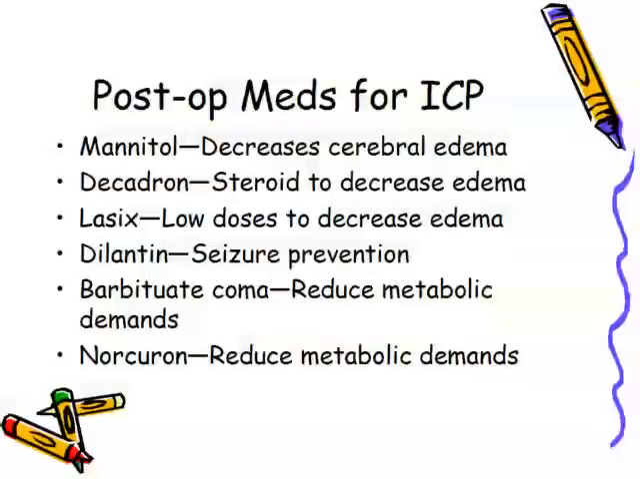The other thing that's done with patients with increased ICP and brain insult and injury is they're a lot of times put into a barbiturate coma. This reduces the metabolic demands within the brain, and probably two of the most common meds used are pentobarbital or Nembutal to put that patient into a barbiturate coma.